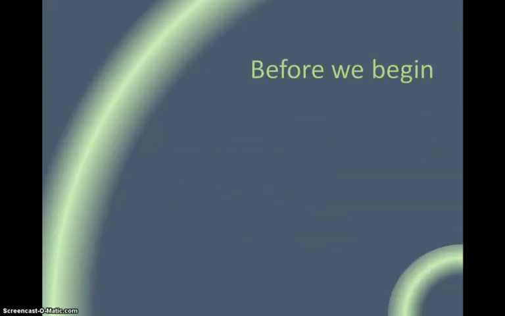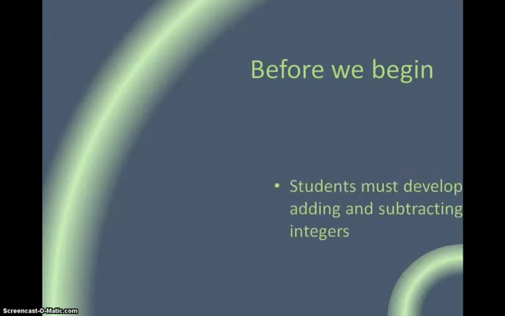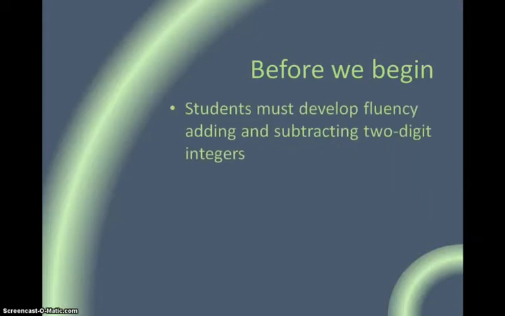The first of which is that students really must develop fluency adding and subtracting two-digit integers. Obviously this is a skill that they've been working on for, even our third graders have been working on for a couple years. But as students get older, they should be very fluent in adding and subtracting two-digit integers. And this may sound like a simplistic idea, but it really is something that's essential to being able to multiply and do other things in our heads. So that's the first thing.